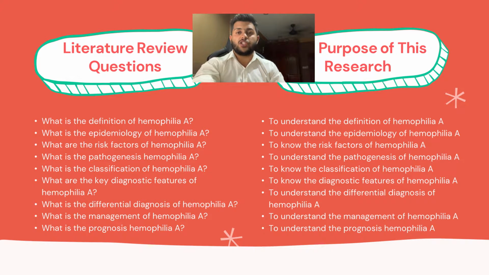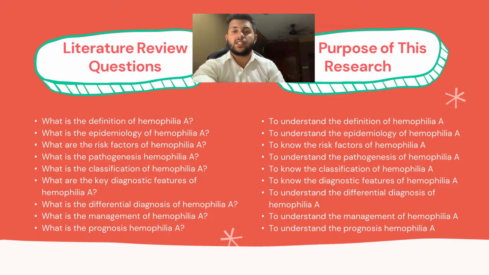Hello, my name is Mani with the last 3 digits of student number 249. So I'm going to explain about the literature review, purpose and benefits of this literature review. For the first part, it will be the literature review. What is the definition of Hemophilia A? What is the epidemiology, risk factors, pathogenesis, classifications, key diagnostic features, differential diagnosis, management, as well as the prognosis of Hemophilia A?